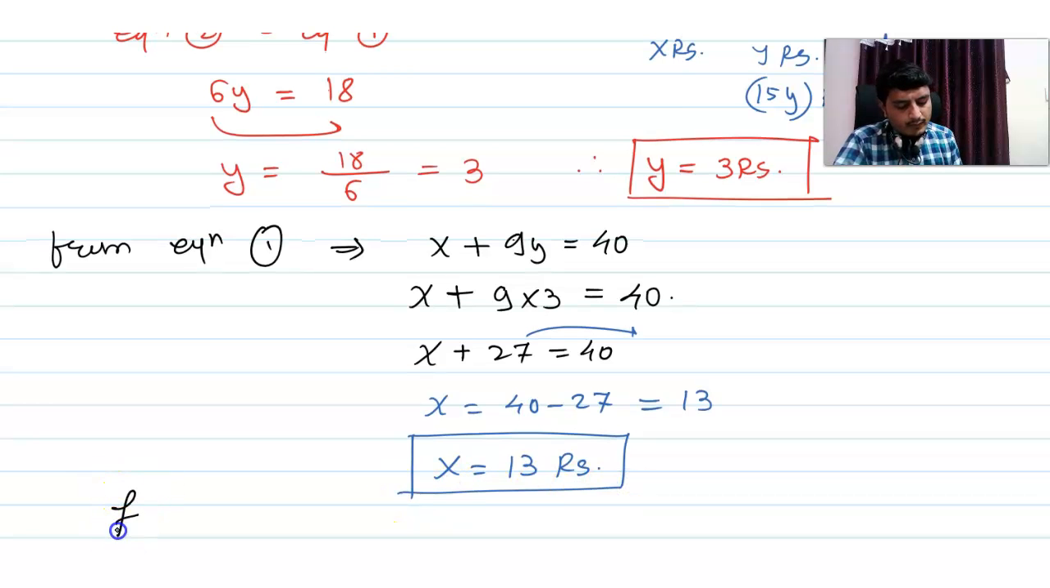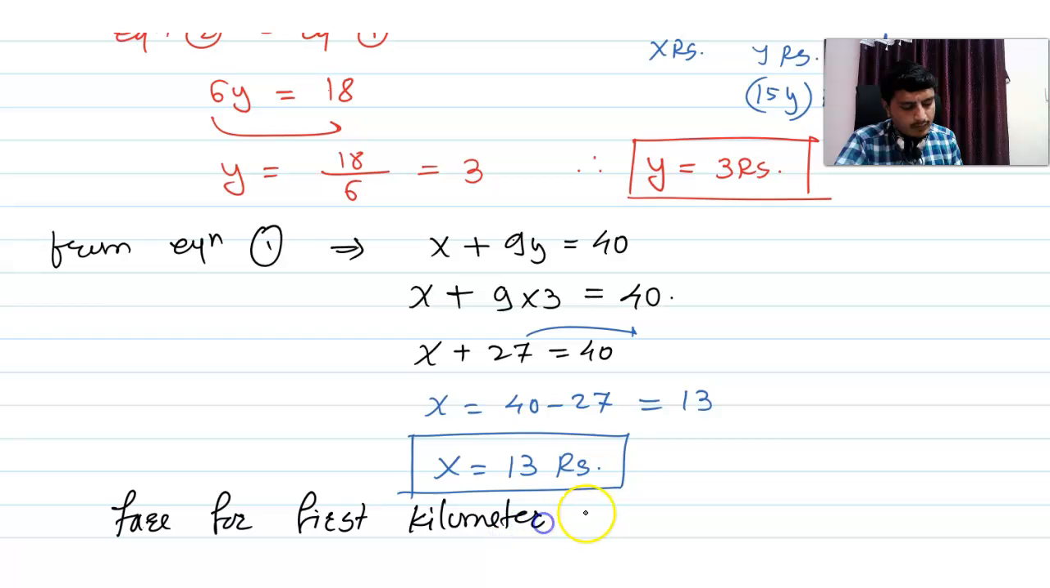So you may write your answer like this: the fare for the first kilometer is 13 rupees. So hence here we have question number 5 from the first chapter, linear equation in two variables. Thank you.